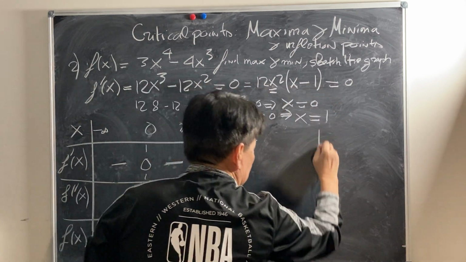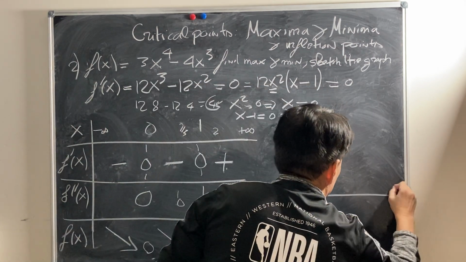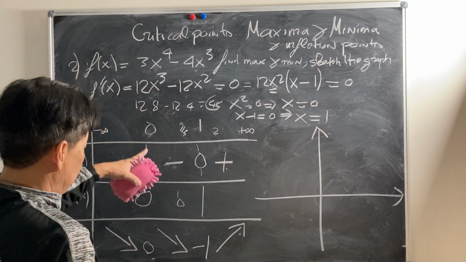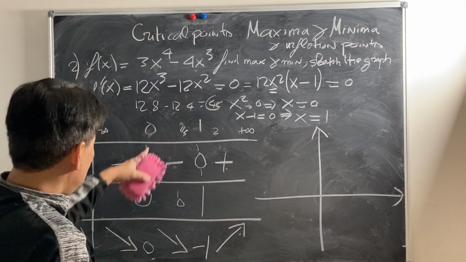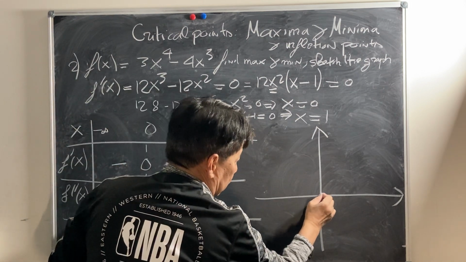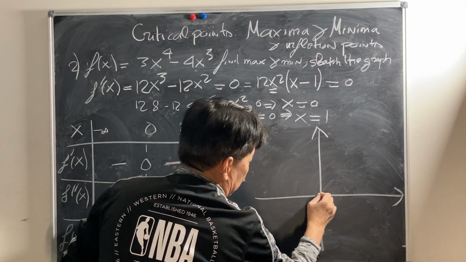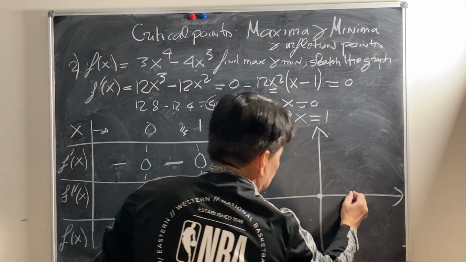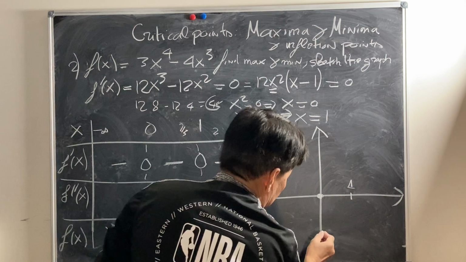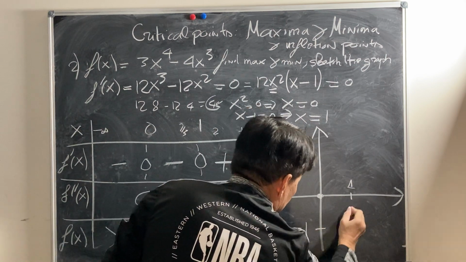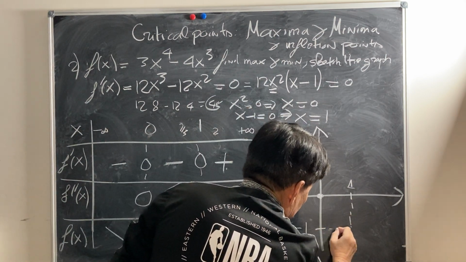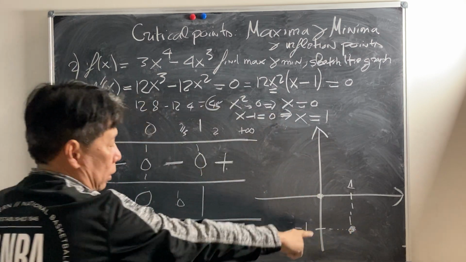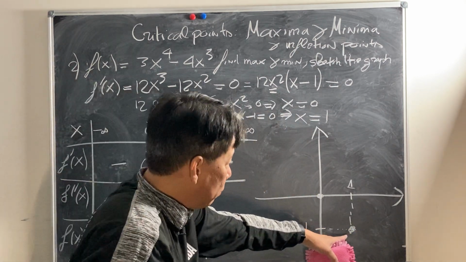Okay, so here. We know when x equals 0, y equals 0, so the graph has to go through this point (0, 0) here. And when x equals 1, y equals negative 1, that's right here. So we know this point must be a local minimum.